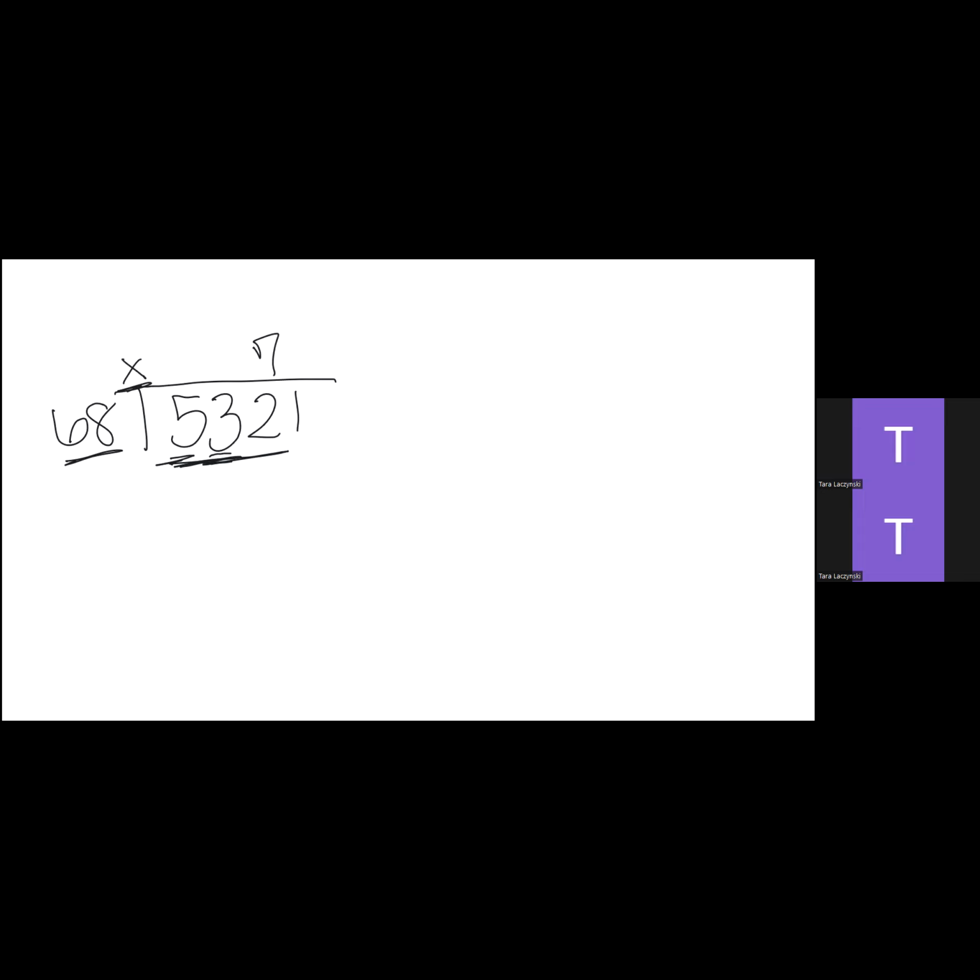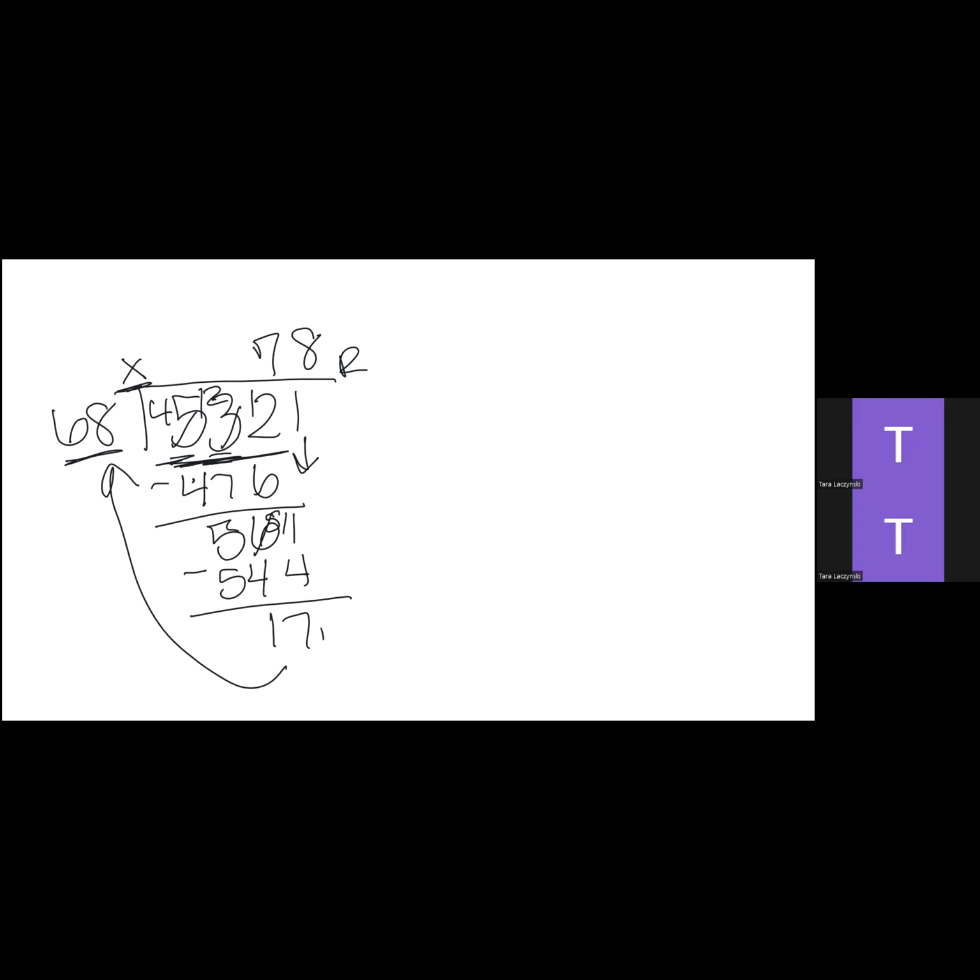532 take away 476. That's what we get when we multiply 7 times 68. When we subtract this, we are left with 56. 56 is smaller than 68, which means we are on the right track. We can bring down our next number. 68 goes into 561 8 times, which gives us 544 to take away. When we do that, we are left with 17. 17 is smaller than 68, which means it is okay to be a remainder. 78 with a remainder of 17 for question number 2.